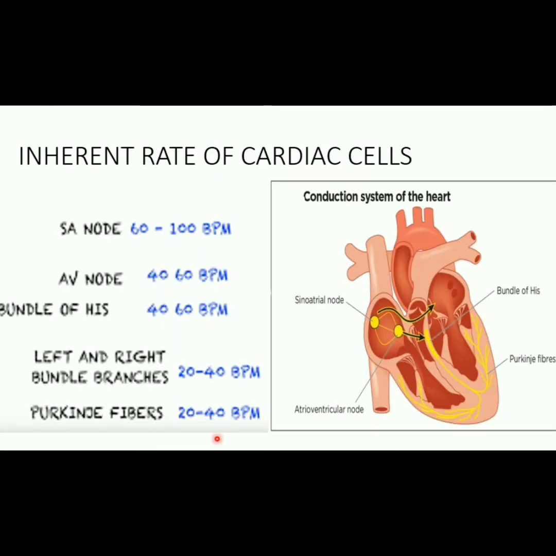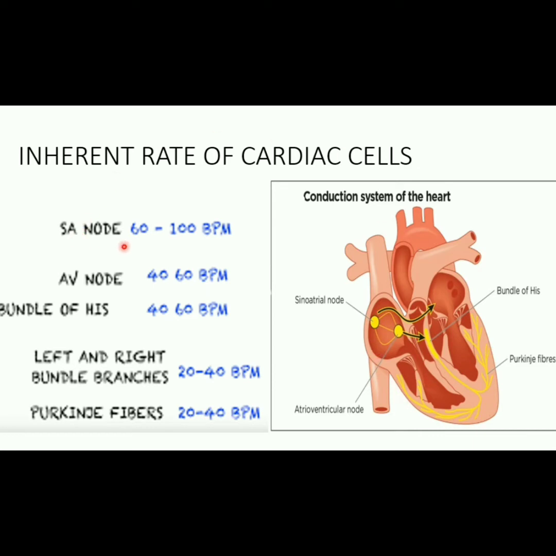The second important concept we need to know is inherent rate. Inherent rate means that cardiac cells can produce their own impulse. As I told you, we have different cardiac cells here: the SA node, atrioventricular node, bundle of His, and Purkinje fibers. And you also know the SA node is where the contraction starts, and the impulse goes from the bundle of His towards the Purkinje fibers and to the apex of the heart.